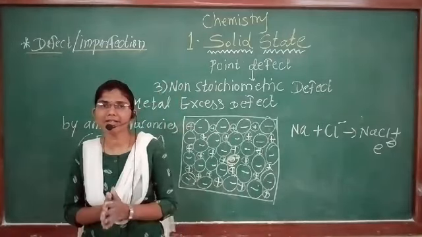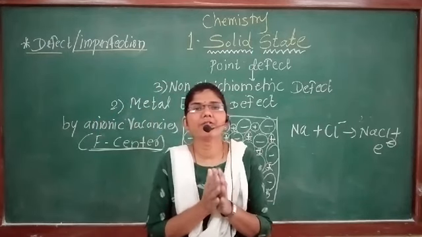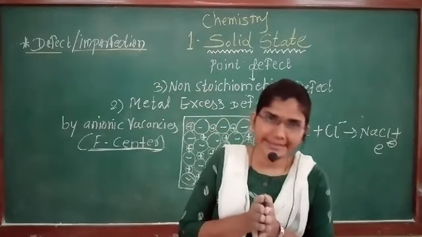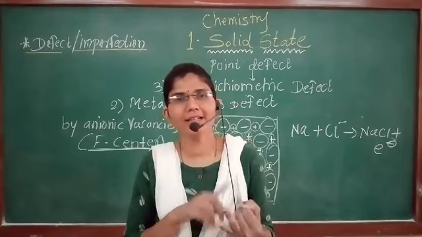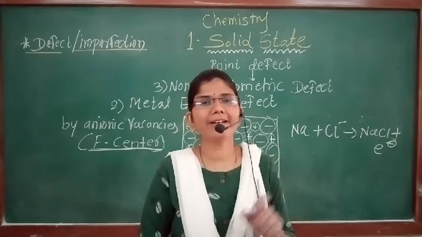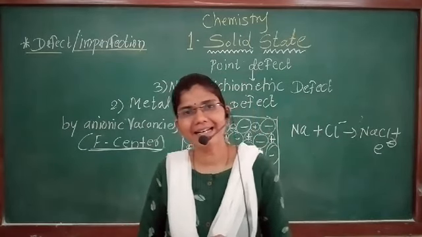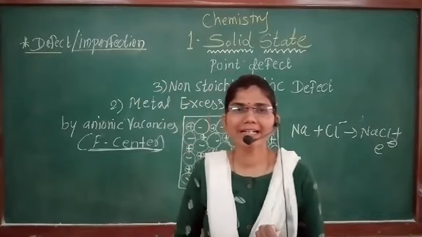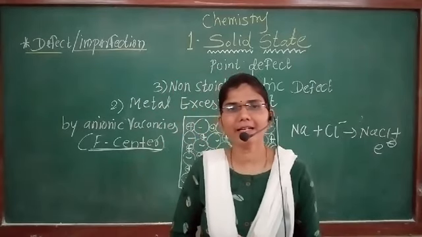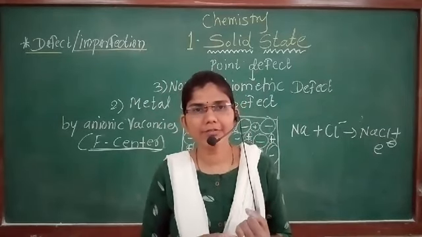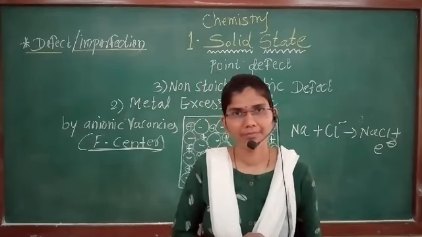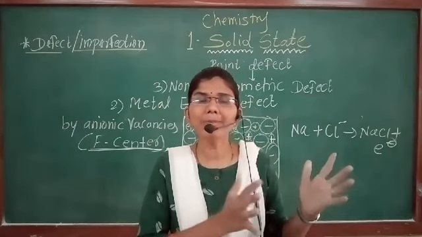So dear students, these are the types of defects. The defects are classified into three types: point defect, line defect and plane defect. In that, we have considered only the point defect, and in that we have stoichiometric defect, non-stoichiometric defect and impurity defect. The stoichiometric defects are classified into four types: vacancy defect, self-interstitial defect, Schottky defect and Frenkel defect. That part we completed in our last lecture.